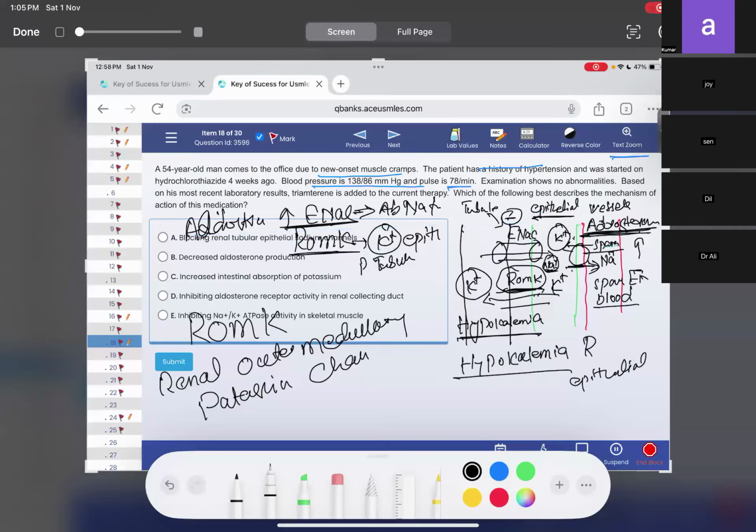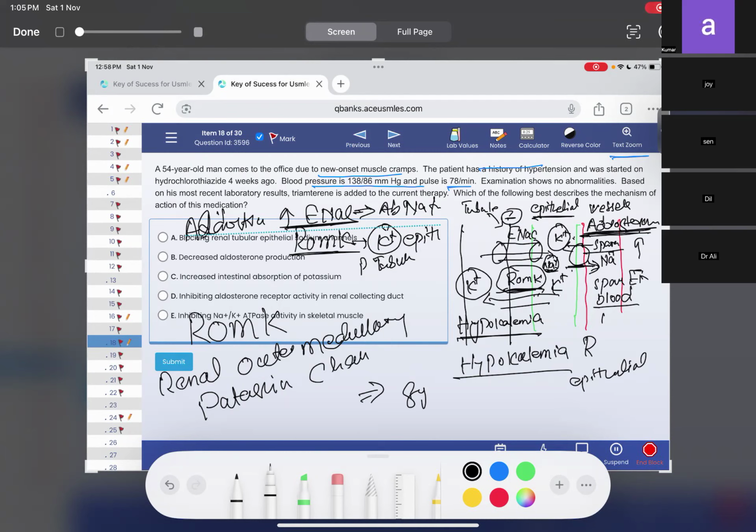By this mechanism it will prevent hypokalemia. Okay, doctor? Yes, sir. So we usually use triamterene along with thiazide or loop diuretics to prevent hypokalemia, because triamterene does not have a side effect like gynecomastia and other related side effects.